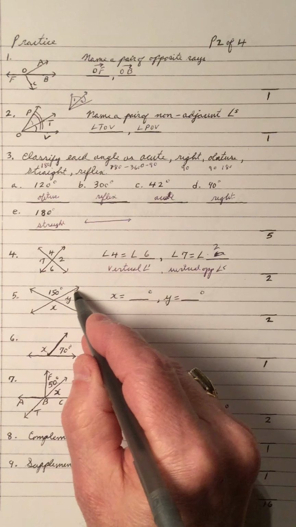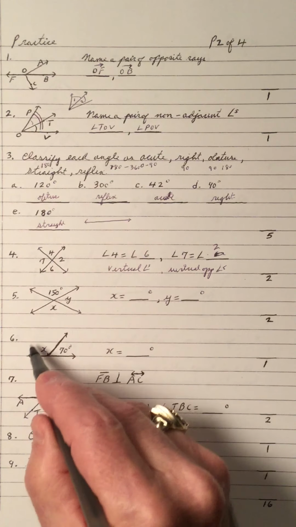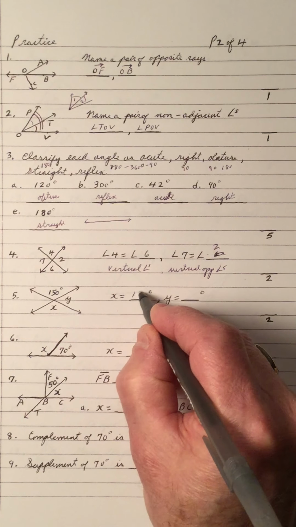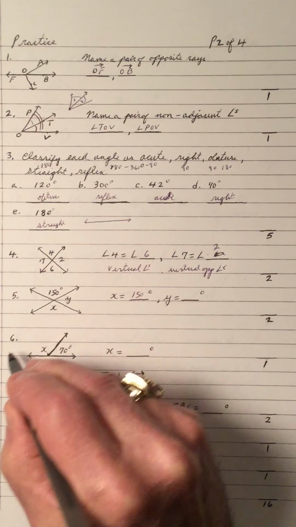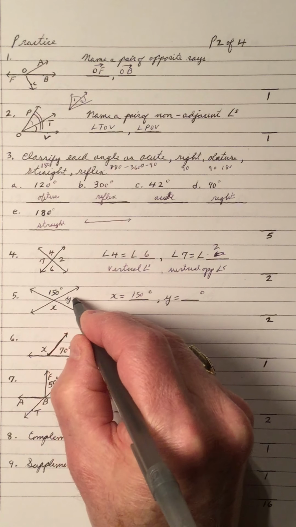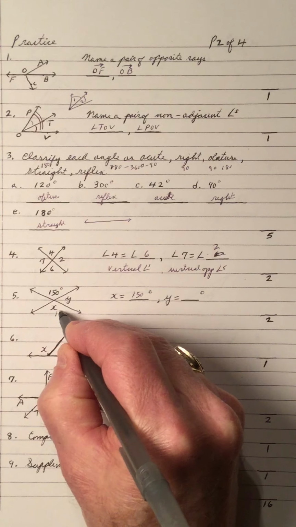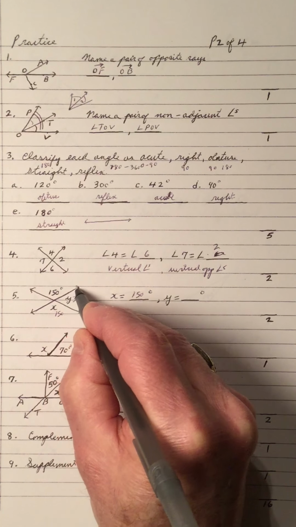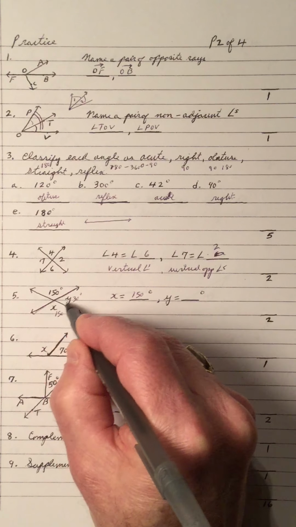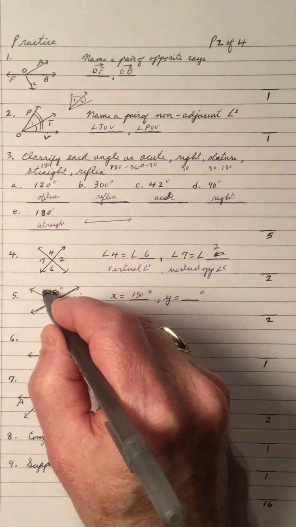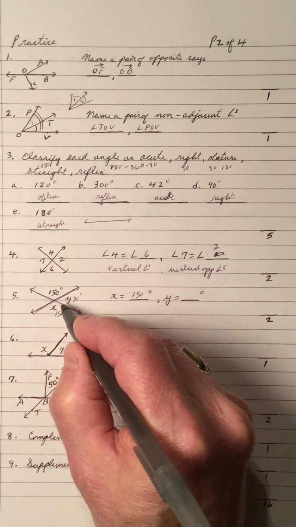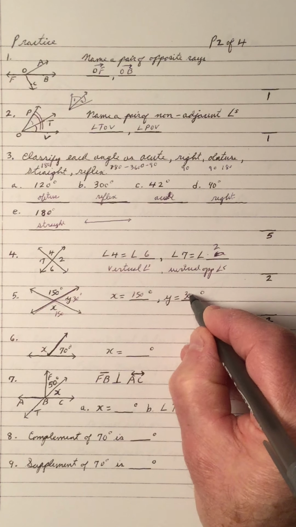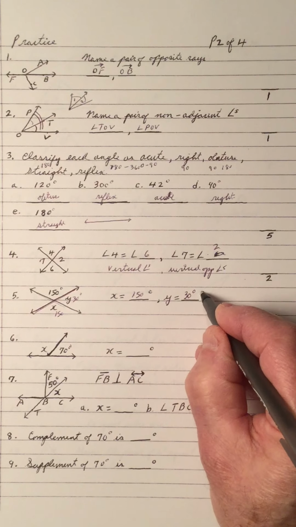Number 5, we have 2 lines intersecting as we did up here. And if that's 150, then x is 150 because it's across the vertex. And if that's 150, then we know that's 150. Then we know that this angle is 30 because 150 and add on 30 gives you 180, a straight angle. Or if you go this way, 150 and 30 gives you 180. So y is 30 degrees. Oh, the degree is still in there.